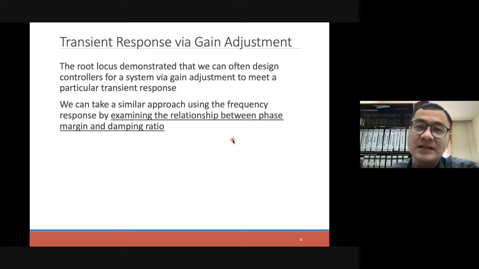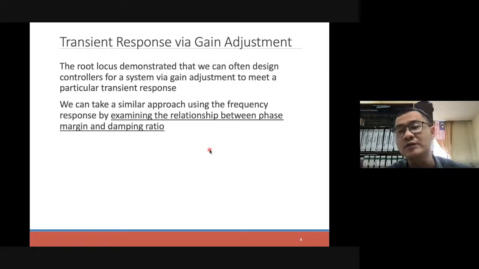Once you can flow from the design requirement to these two parameters, then using these two parameters, you can start to figure out what is the P or PI or PD that you should adjust to achieve this desirable omega n or damping ratio. So this is the design process, right?